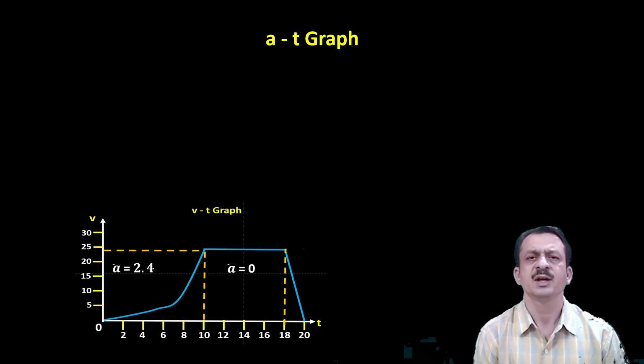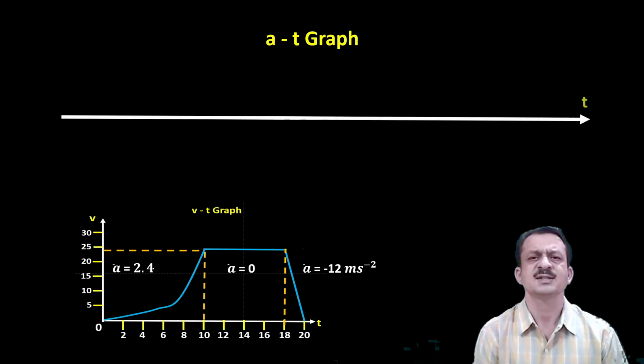And in the third time interval from 18th second to the 20th second, we have found that average acceleration is minus 12 meter per second square. With all these data, we are going to draw an at graph.